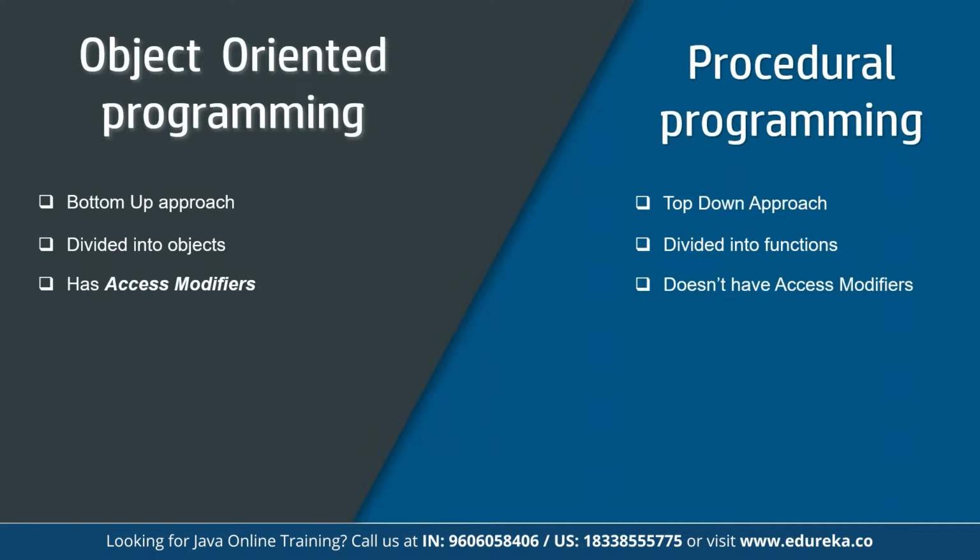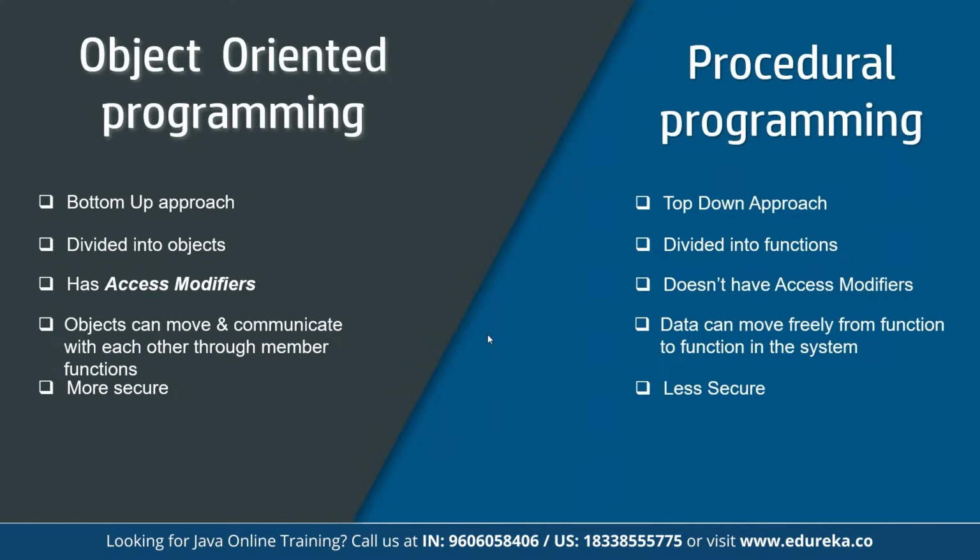If we talk about access modifiers, in OOPS access modifiers are introduced, namely private, public, and protected, whereas we don't have any modifiers available in procedural programming. If you are looking to enhance the security of the program, we can use multiple access modifiers, which are only available in the object-oriented programming approach. Next, objects can move and communicate with each other through member functions. And due to abstraction in OOPS, data hiding is possible, and hence it is more secure than procedural programming.